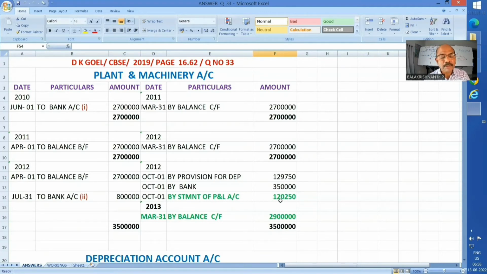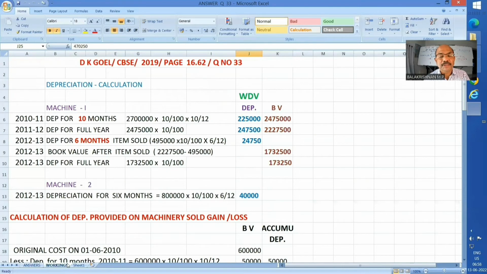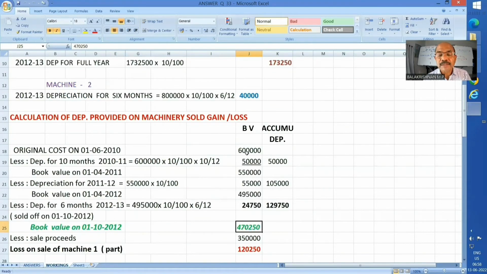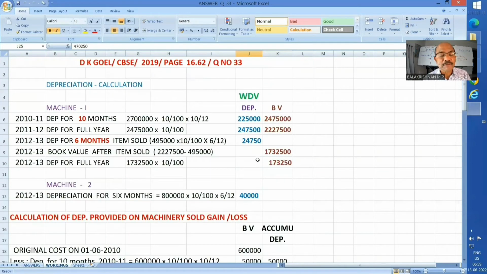Now what happened? Year-end customary depreciation. First, let us calculate how much it comes to. Be very careful about it. In respect of that 6 lakhs part, the book value at the year beginning is 4,95,000. I repeat, in respect of the item that has been sold, which had a book value of 6 lakhs, the year beginning value was 4,95,000. Let us remove that summarily from here.